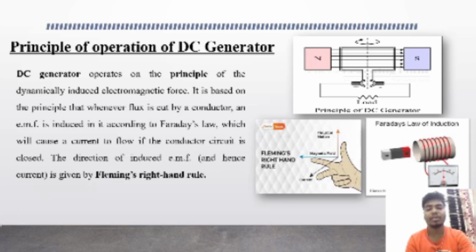Principle of operation of DC generator. A DC generator operates on the principle of dynamically induced electromotive force. It is based on the principle that whenever flux is cut by a conductor, an EMF is induced in it according to Faraday's law, which will cause a current to flow if the conductor circuit is closed. The direction of induced EMF, and hence the current, is given by Fleming's right hand rule. In Fleming's right hand rule, the thumb indicates the direction of motion, the index finger indicates the magnetic field, and the middle finger indicates the current.